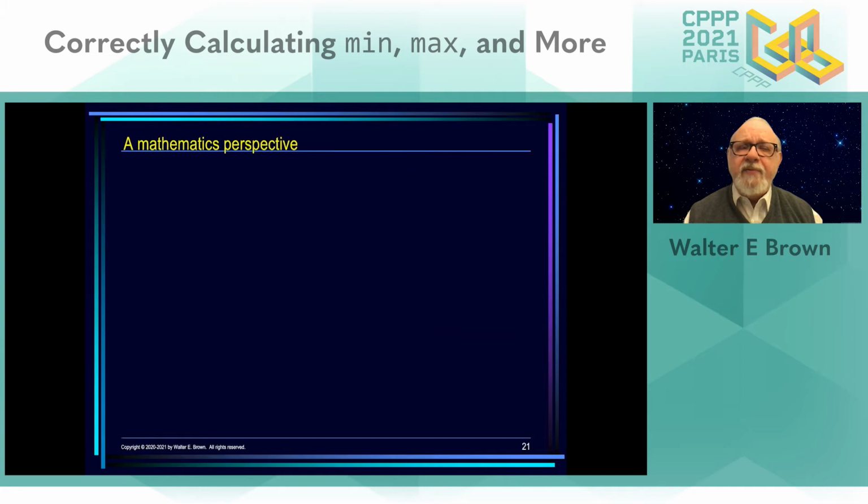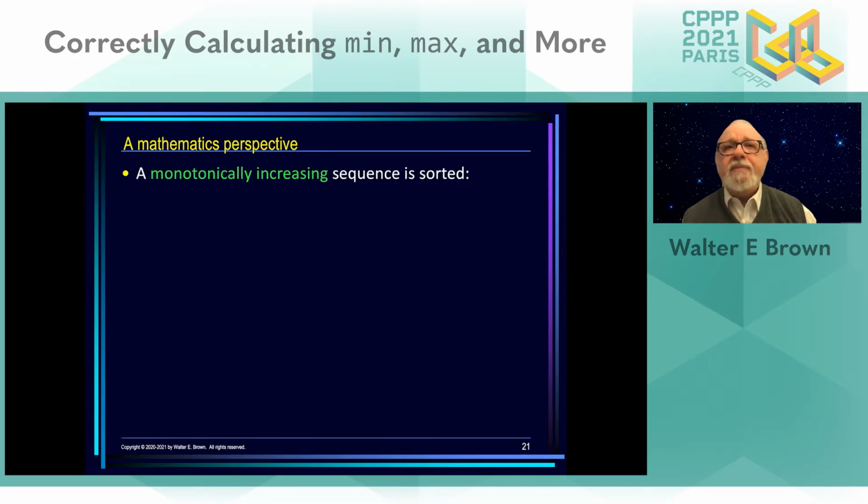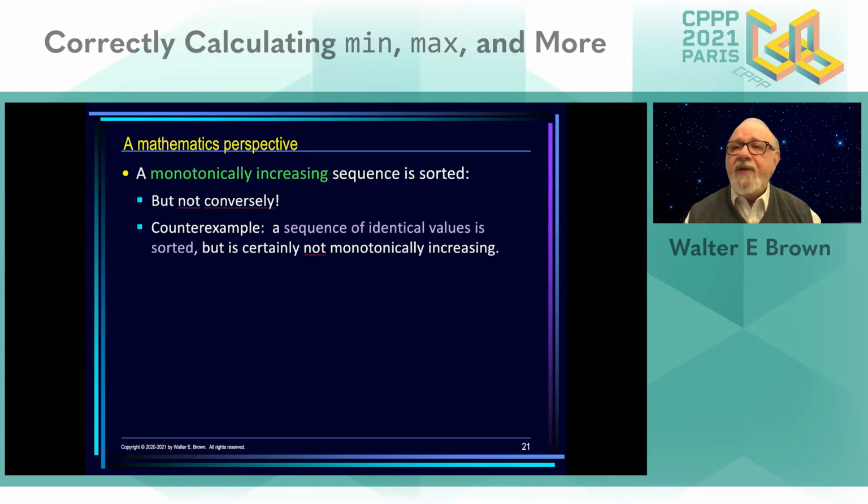From the perspective of mathematics, we have the notion of a monotonically increasing sequence. And we all recognize that a sequence that is monotonically increasing, meaning it never decreases, it only ever increases, is considered sorted. But the converse is not true. And the simplest counterexample is a sequence of identical values. Such a sequence is sorted, but it of course is not monotonically increasing. It's not increasing at all.